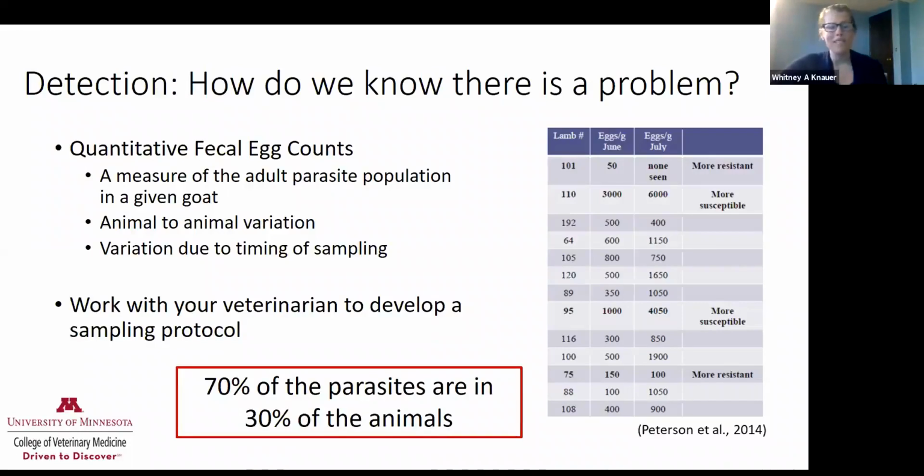Another important concept, so many important concepts, is this idea that about 70% of the parasites are in 30% of the animals. This is a big reason why we don't want to deworm the whole flock or the whole herd anymore, because we really want to concentrate on the animals that really need to be dewormed. And so how do we do that?